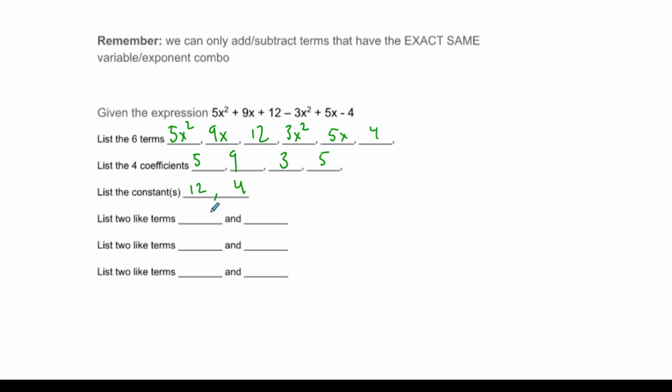Okay, so our like terms. Now, let's see, what do we have in common? We have a 5x squared. We have 3x squared. And if we were to combine them, now this minus sign is going to come with the 3x squared, so I'm going to go ahead and put a minus in front of my 3x squared. Okay, so 5x squared minus 3x squared gives us 2x squared if we were to combine all our like terms here.